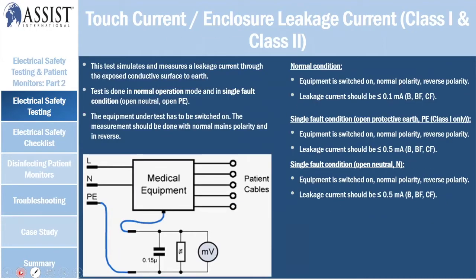So for touch current, enclosure leakage current, you can do for class 1 and class 2. It's the same method. You've got normal condition, single fault condition, and single fault open neutral. These are measurements that you use for B, BF, and CF, all that. So you can see the medical equipment. You connect to the protective earth line, and one of the connections going to the equipment. So you are checking the touch current or enclosure leakage current, the point of touching. So you need to measure that particular leakage current.